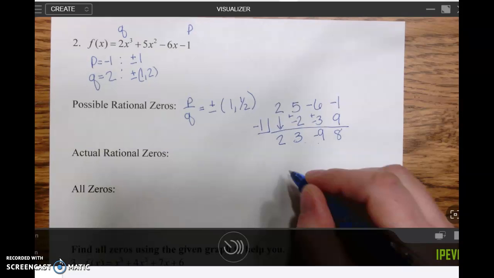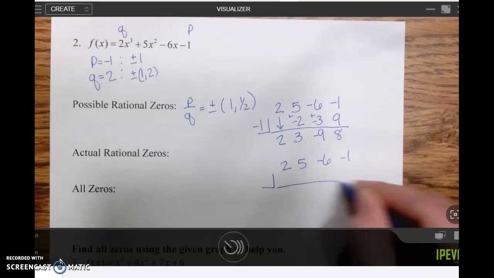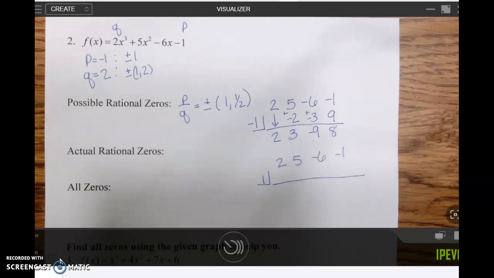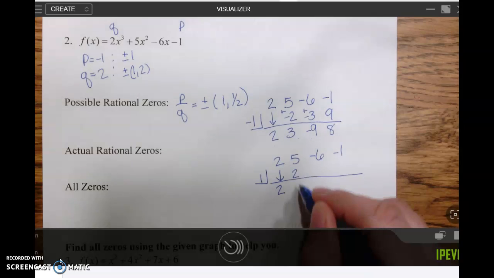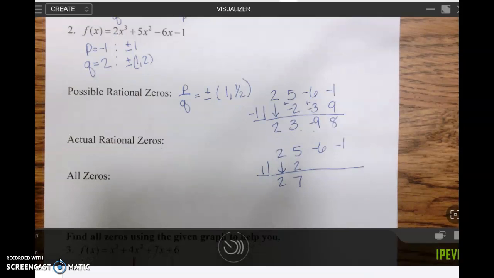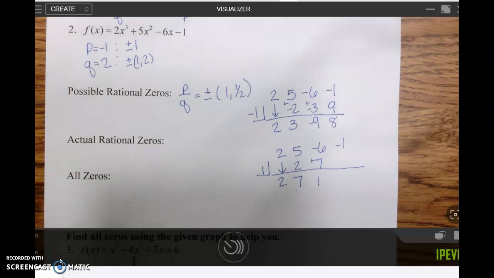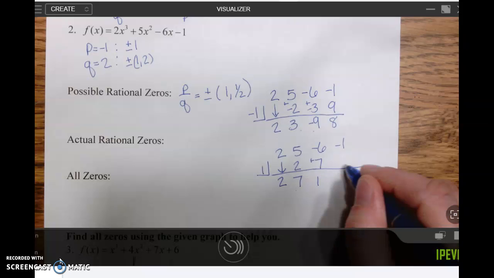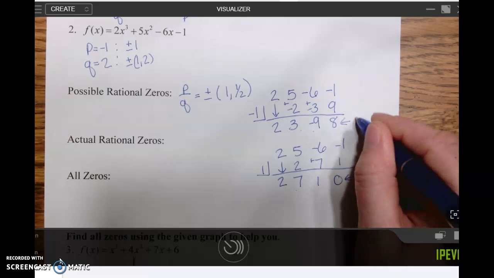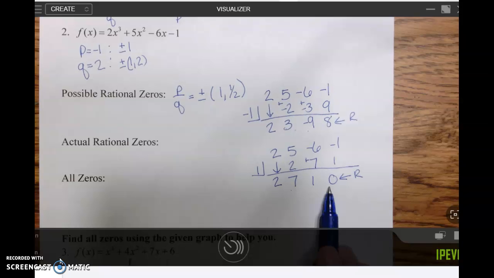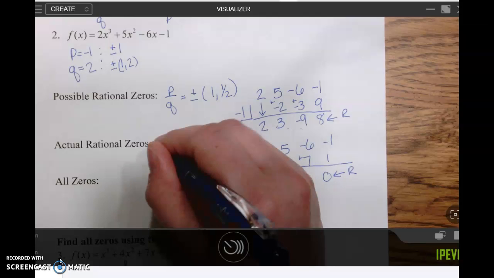So we do the same setup. My coefficients are 2, 5, -6, and -1. But this time, instead of trying -1, I'm going to try a positive 1. So we bring our 2 down and we multiply. 2 times 1 is 2. 5 plus 2 gives me 7. 7 times 1 is 7. -6 plus 7 gives me positive 1. 1 times 1 is positive 1. We add to get 0. And this time I do have a remainder of 0, whereas the last time I had a remainder of 8. And so because my remainder is 0, I know x equals 1 is one of my actual rational zeros.